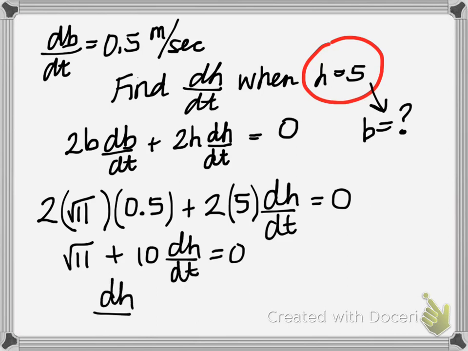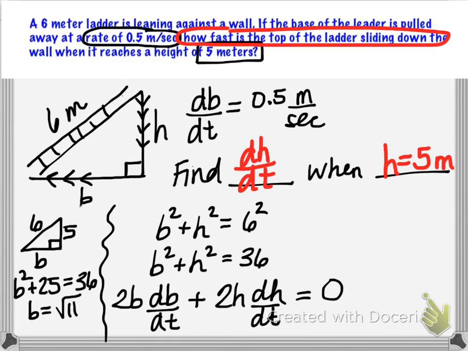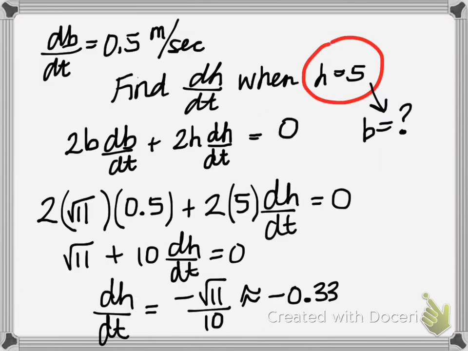So if we subtract the square root of 11 and divide by 10, we'll end up with dh/dt equal to negative square root of 11 divided by 10. And that would be our exact answer. And of course, we can go to our decimal equivalent if we want to using our calculator. And that would be about 0.33. And then, of course, we need units here. So going back to our diagram, h was a height, and the height was measured in meters. So the rate at which the height is changing would be meters per second.